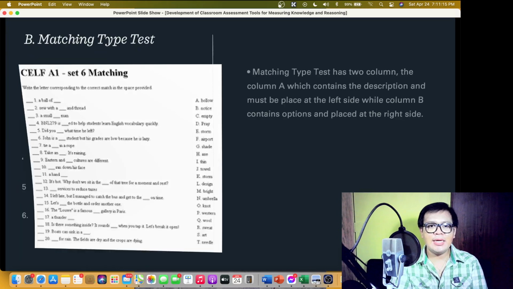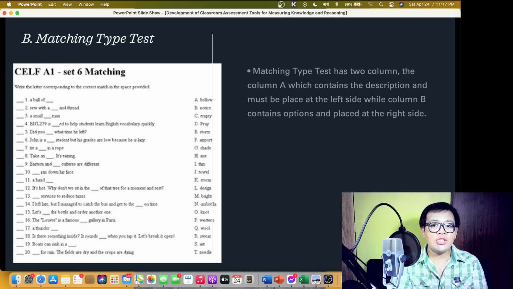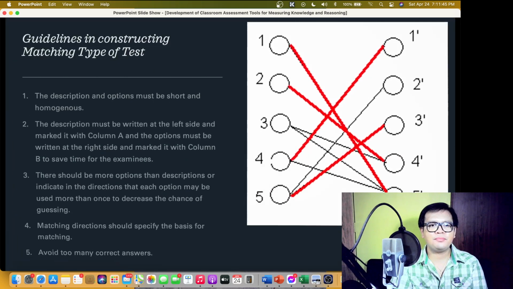So a matching type test has two columns. Column A, which contains the descriptions, must be placed at the left side, while column B contains the options placed on the right side. As you can see in the example, looking at the picture on your end with your laptop facing you, the right corner is the answers. And the left corner is more into the description of the test questions.